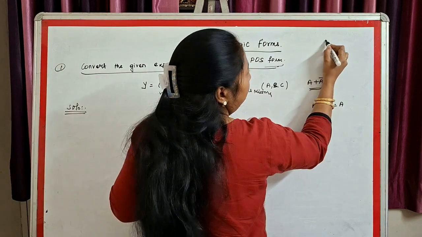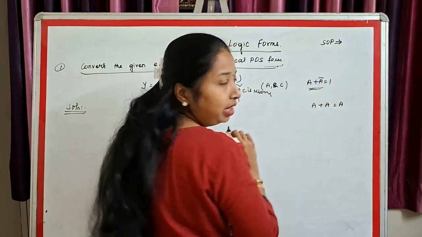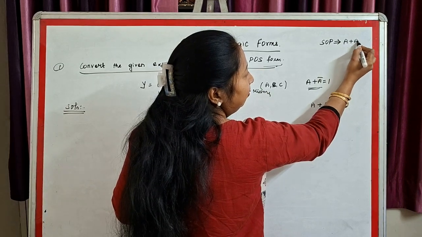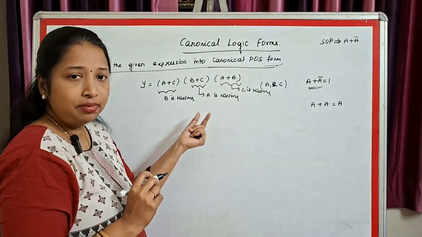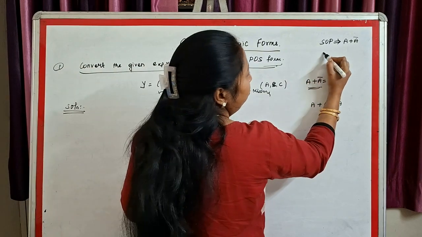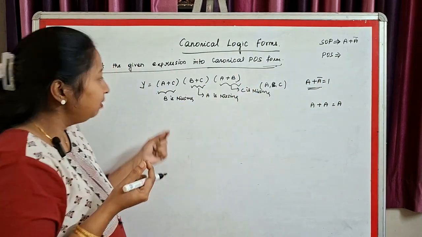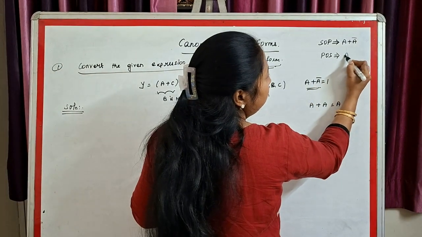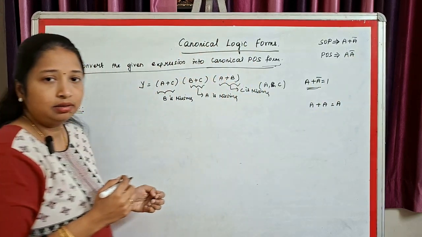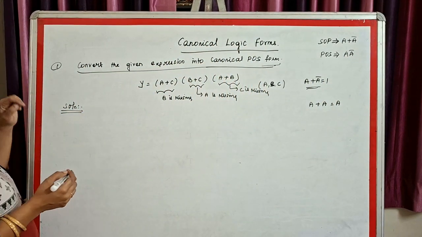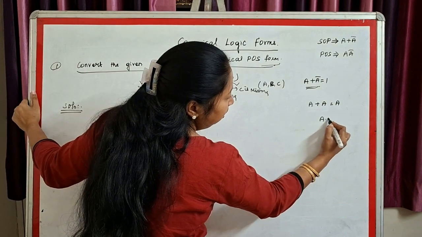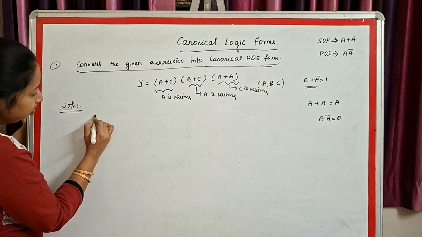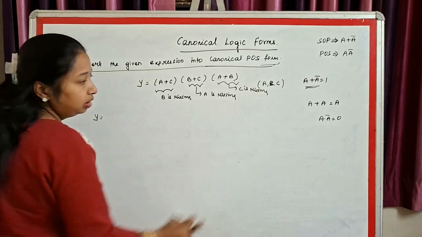In SOP, whatever was the missing term, how did we represent that missing term? We represented that missing term with A plus A bar. We multiplied that with the minterms. In the case of POS, if you find any missing variable in a max term, then that missing variable you are going to represent as A dot A bar. Is it clear? Fine. What is A dot A bar? A dot A bar is equal to 0. Clear? Now, let's write the expression. This is as per the Boolean postulate.